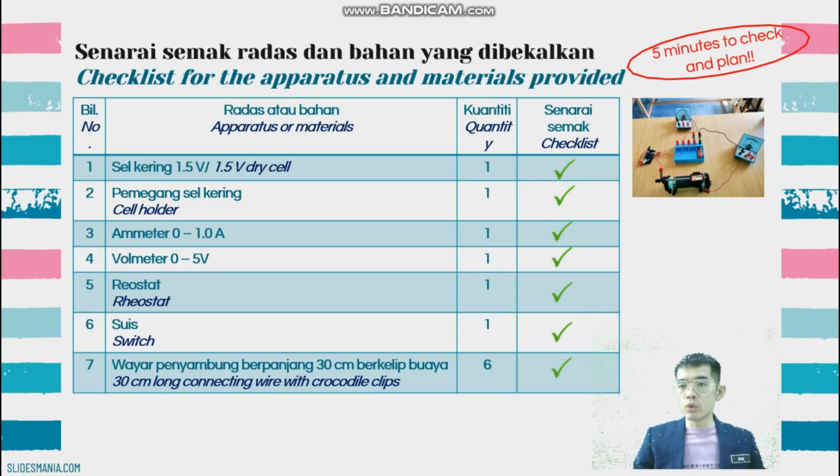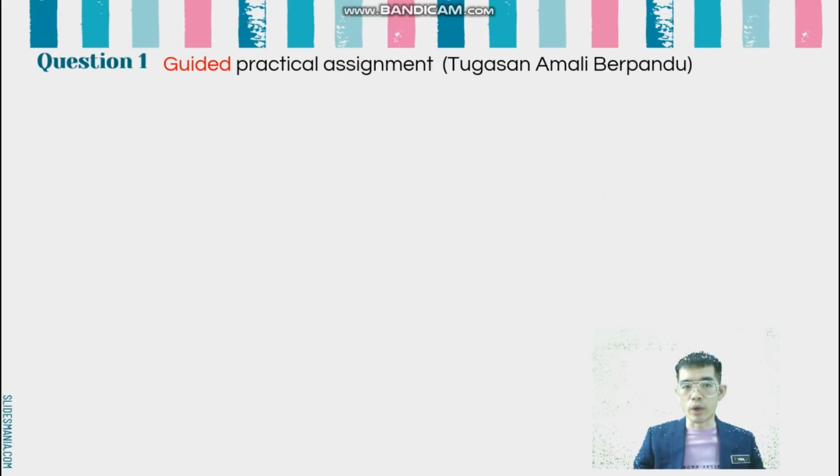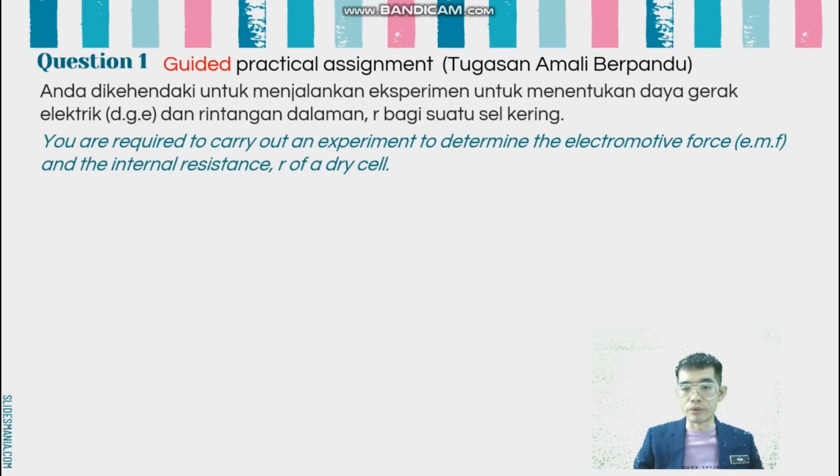So you have 5 minutes to check and plan your experiment. After you check your apparatus and material, immediately go to the next step. You have to read your question. As mentioned, our example in Paper 3 is regarding the guided practical assignment, so the procedure and diagram are provided. So this is the experiment. Let us read the question together.